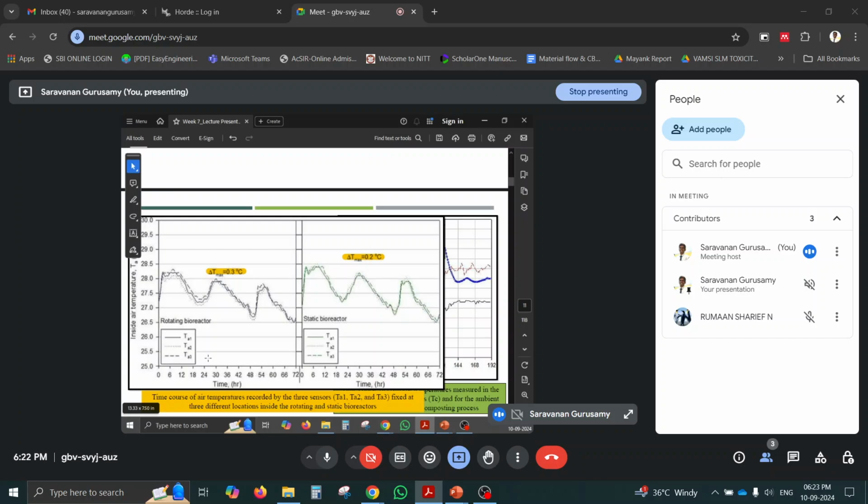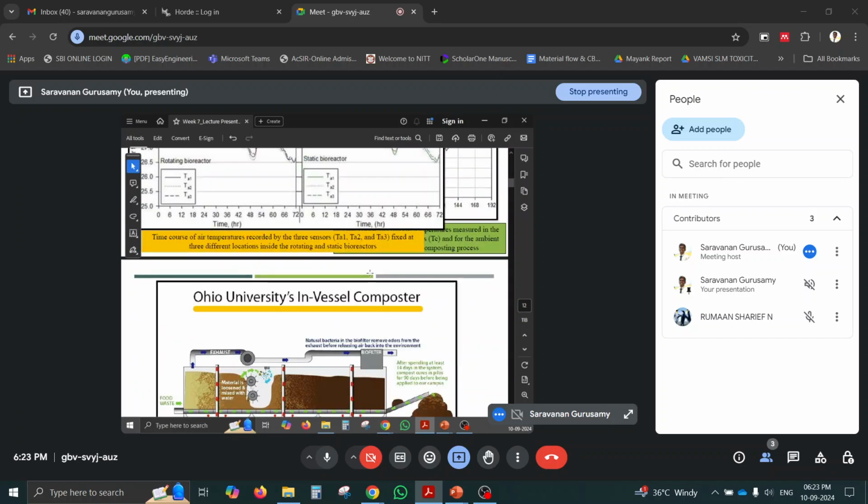So this is the phase we have discussed in the last session about the composting process. So here also we are going to discuss the same. In the in-vessel composting, the temperature may go up to 28 degrees and then it will reduce on the third day. After rotation, it will go and again it will reduce. So this is called a rotating bioreactor and a static bioreactor. The same temperature profile may happen, but the temperature changes around 0.3 degrees and 0.2 degrees here.